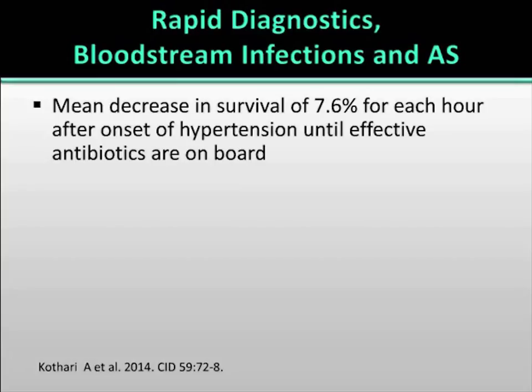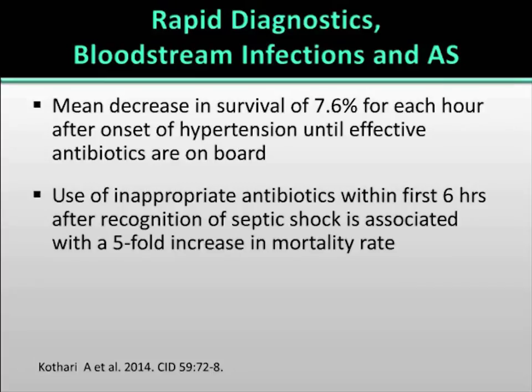So the longer you wait to get the right antibiotic on board, you're increasing the chance for that patient to die per hour by 7.6%. I don't mean you specifically, but I mean the system. The use of inappropriate antibiotics within the first 6 hours after recognition of septic shock was shown in the study to be associated with a 5-fold increase of mortality rate. So if we're not able to get the right antibiotics into the patient, or the clinician's not able to get the right antibiotics in, you can be up to a 5-fold increase in mortality if not done within the first 6 hours, getting them the appropriate antibiotics.